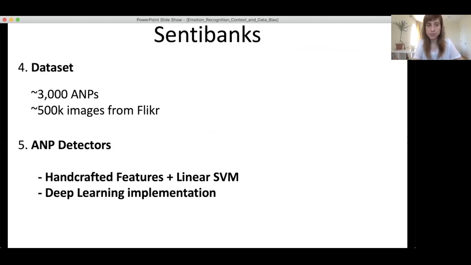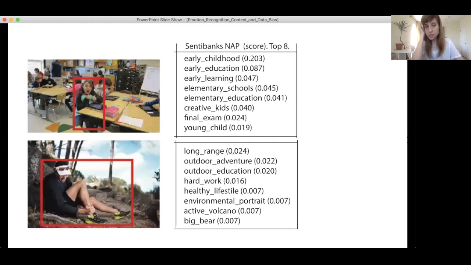Originally, the authors trained these detectors with handcrafted features and linear SVM, but then there's a deep learning implementation, and this is what we used in our experiments. Here you see some results of the outputs of SentiBank, of these adjective noun pairs, in some images of the EMOTIC dataset. They are in general pretty meaningful.